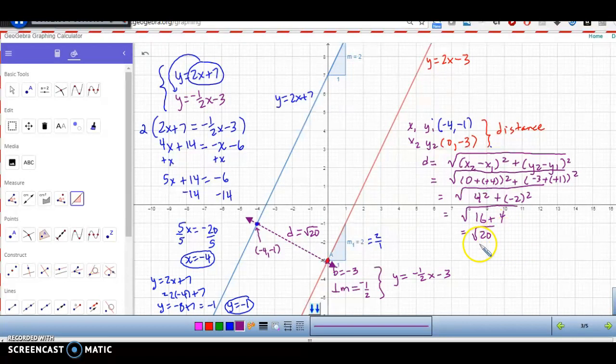And as we discussed in the other video, the square root of 20, many times we like to simplify that. So the square root of 20 can be written as the square root of 4 times 5, which is the same as the square root of 4 times the square root of 5, which is 2 root 5. So it's the square root of 20, or 2 root 5. That is the exact answer, which of course is the best answer.